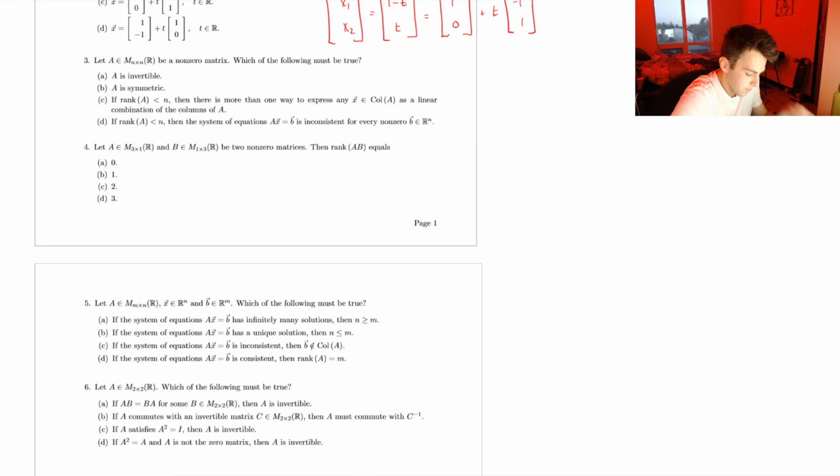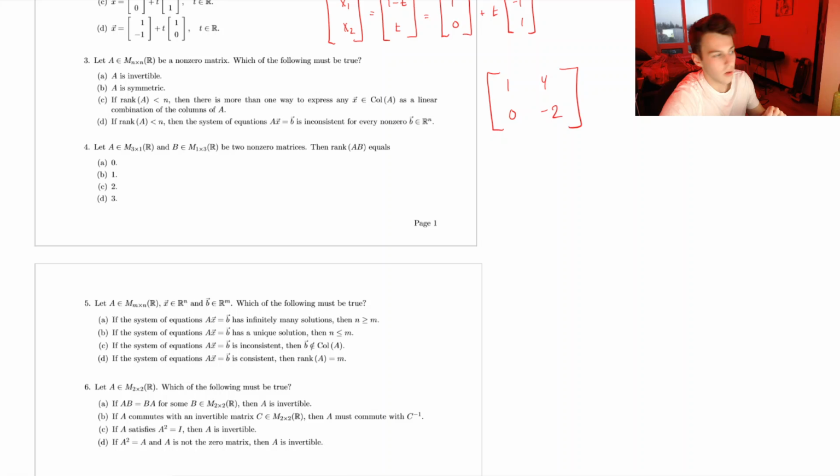Okay. 3B, A is symmetric, and this is not true, and we can clearly see just by a counterexample right here. This is not a symmetric matrix, right? And it's square. It is n by n. It's a 2 by 2 matrix. So it satisfies the conditions we have on A. It's non-zero and it's n by n, but it's not symmetric. So through a quick counterexample, we know that 3B is not correct.